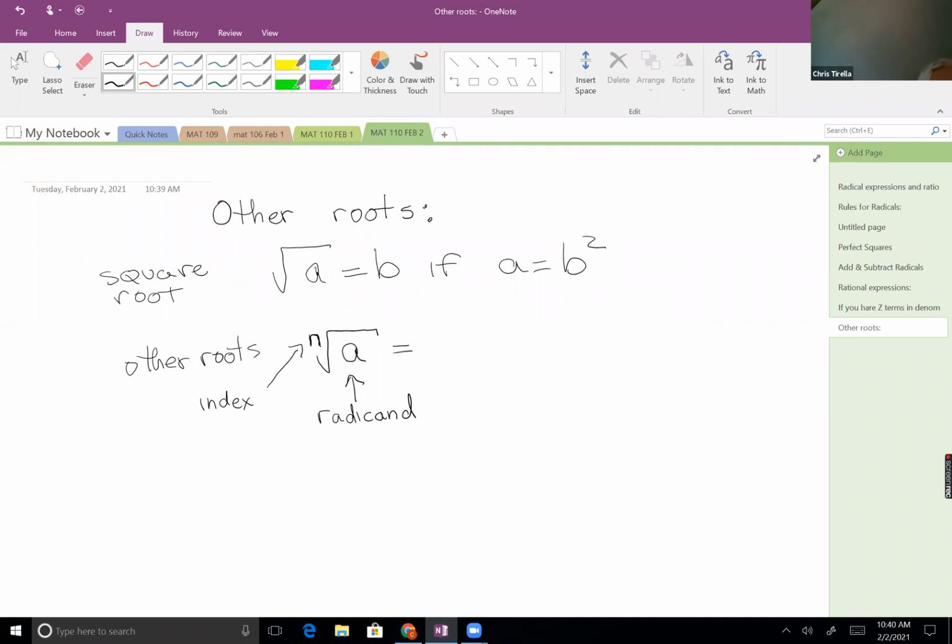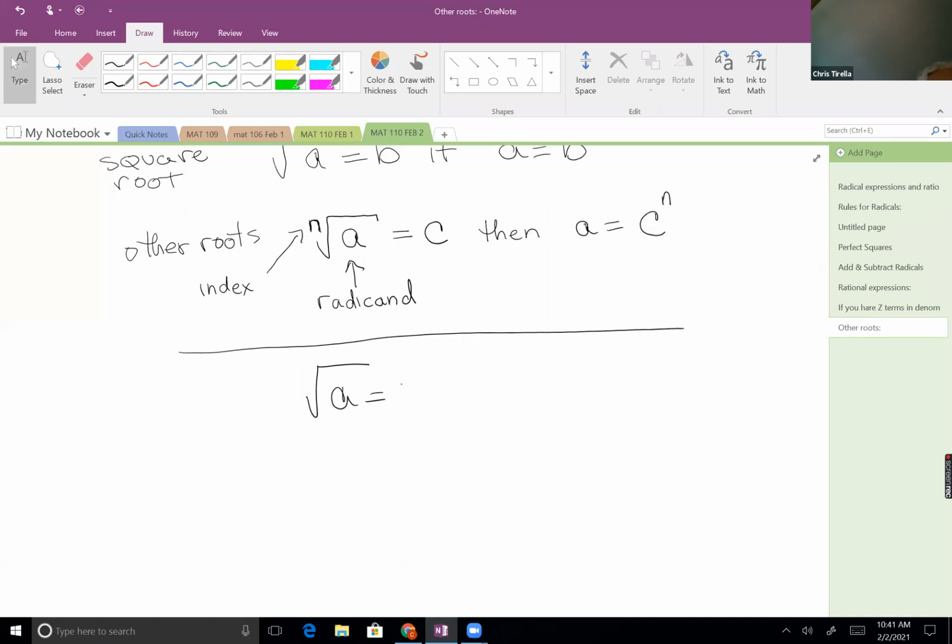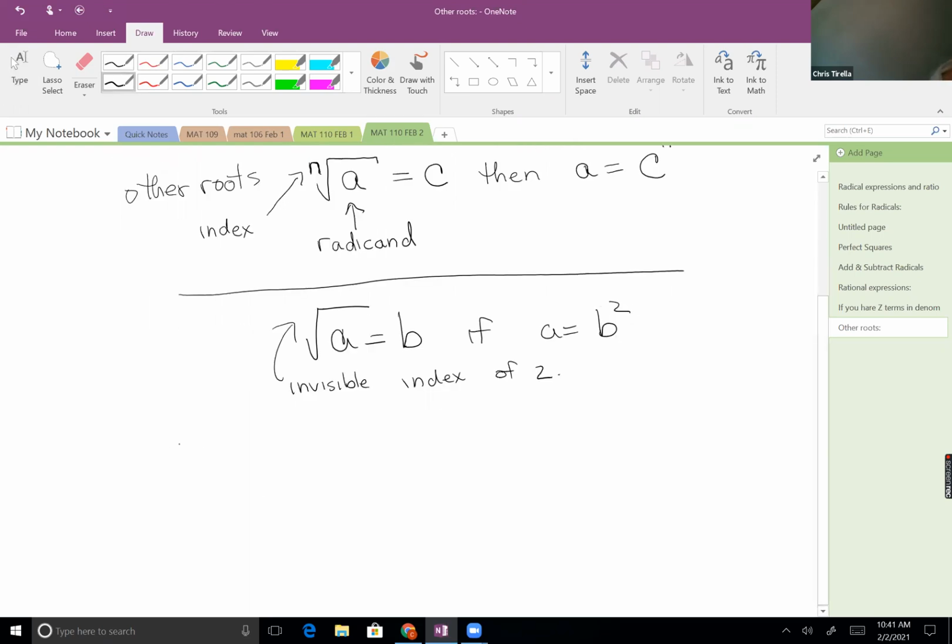And if there's an index in there, if the nth root of a equals some number c, then we're going to say that a is equal to c to the n. And so we're looking at other roots. If I look at the square root, because it's the square root, we can almost think of that having an invisible index of 2. We're asking, what do we raise to the second power? But for other indices, we've got to look at it a little bit.